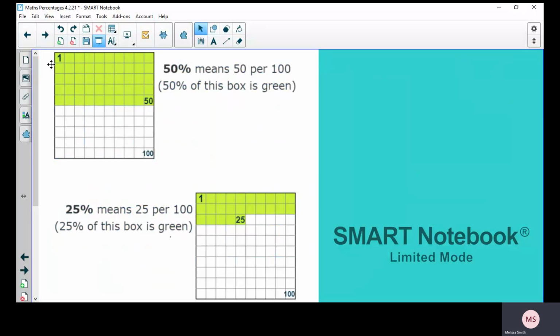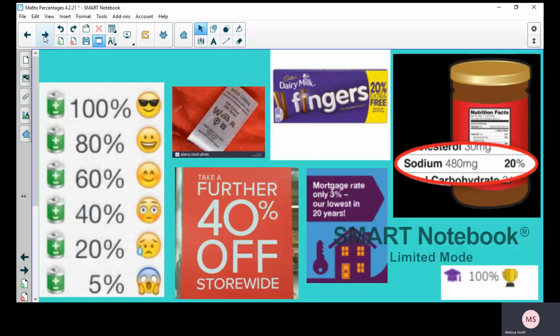So where in real life do we see percentages? Maybe you came up with some of these examples, and well done if you did. Our phone batteries, our laptops, our tablets, especially now we're at home, we're using more technology for online learning. You're probably spending a lot of your time looking at your battery thinking, oh, do I need to plug in my charger? And you know, when you've got 100% battery, you're fine. You don't have to worry about your charger.